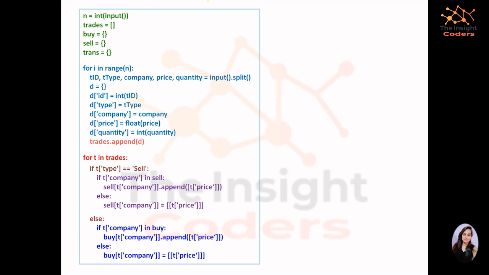See, firstly I'm taking n, basically the number, and these are just the declarations. This is a list, and these are dictionaries, key value pairs, right?